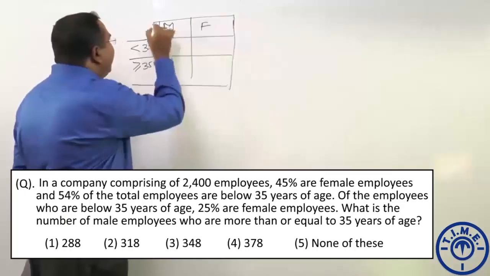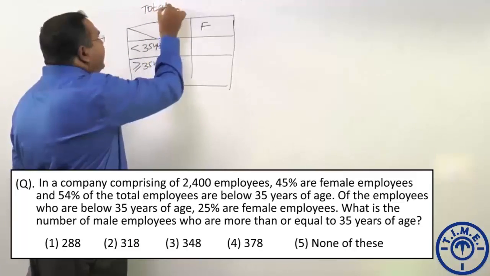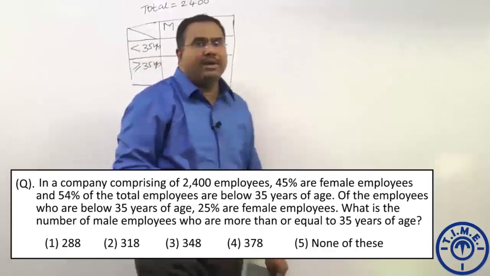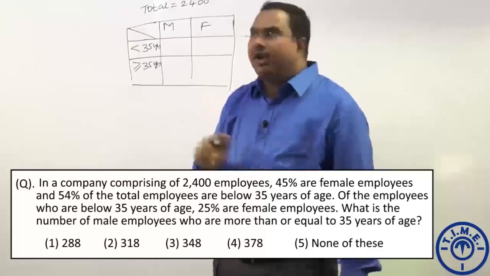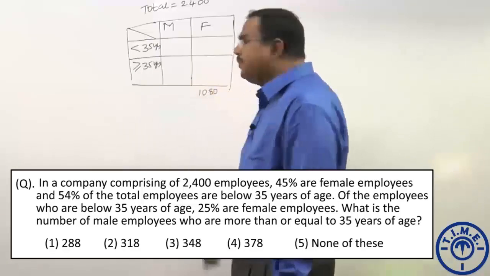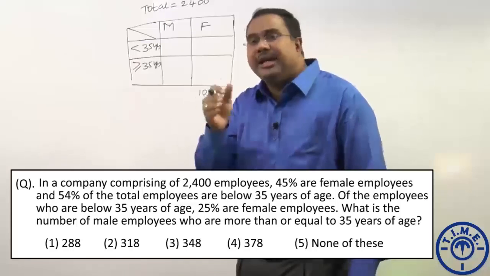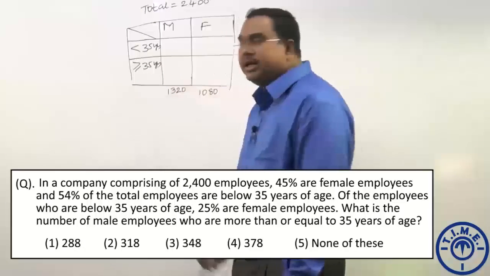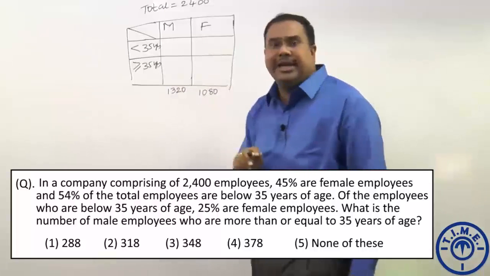Let us put the given data in the form of a table. The total number of employees given is 2400. Out of this total number of employees, females are 45%. 45% is nothing but 1080. These are the total number of females. And females are 45%, so males will be 55%. 55% would be 1320. So, total number of males is 1320 and total number of females is 1080.